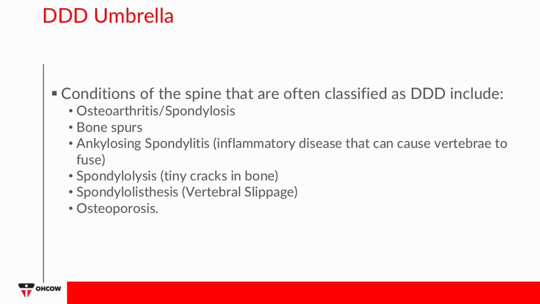Conditions of the spine that are often classified as DDD include osteoarthritis, spondylosis, bone spurs, ankylosing spondylitis, an inflammatory disease that can cause vertebrae to fuse, spondylolysis, tiny cracks in bone, spondylolisthesis, vertebral slippage, and osteoporosis.